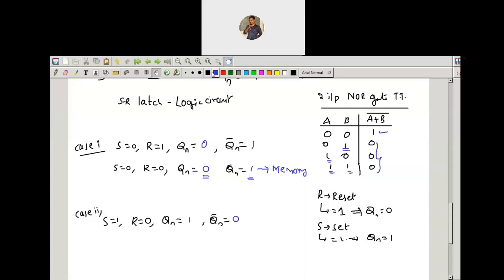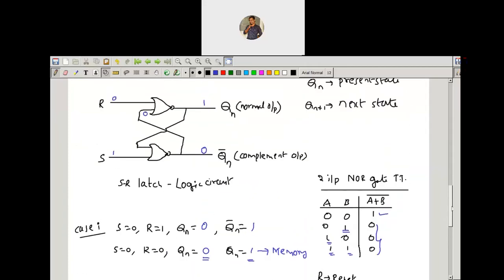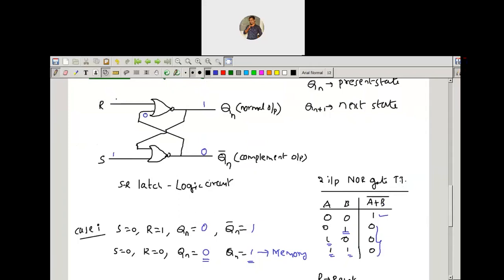And let us check for the memory case, S equal 0, R equal 0, whether the data is going to be stored or not, whether this latch is going to hold the data or not. Let us observe that. Now we are making this R value 0 and S value 0. I'm using a red color for the memory case.